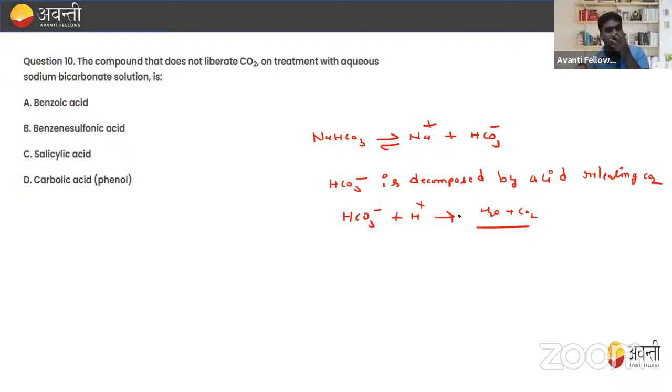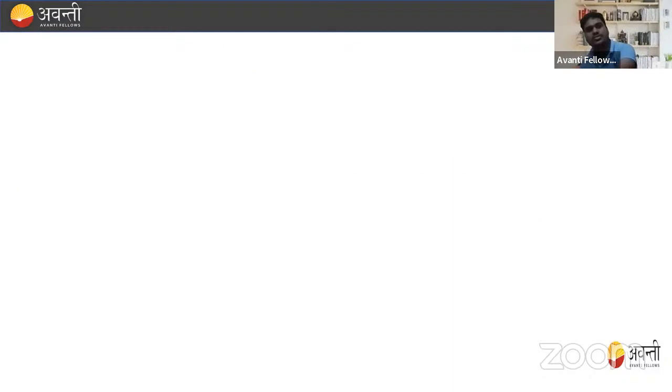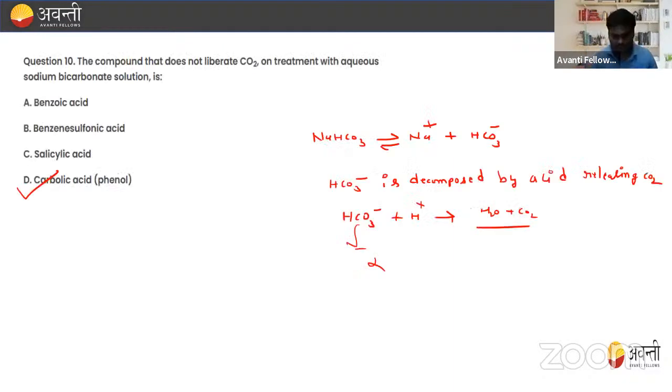In this question, they're asking for the compound that does not liberate CO2 on treatment with aqueous sodium bicarbonate. If the acid is stronger than carbonic acid, the CO2 is released. Phenol is less acidic and thus does not liberate CO2 with NaHCO3. So phenol, being less acidic than carboxylic acids, does not release CO2. This is the correct one. This is how we can solve this question.